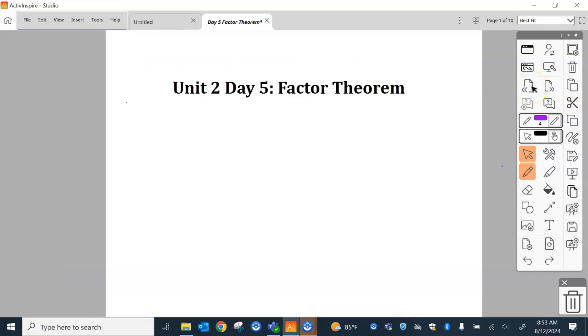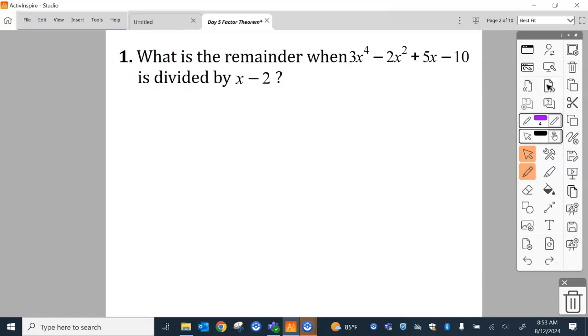Okay, today we're going to be talking about the factor theorem, which allows you to say yes or no whether a factor is a factor of a polynomial. Before we get to that, let's do some refreshers on synthetic division. It says, what's the remainder when a given polynomial is divided by x minus 2?